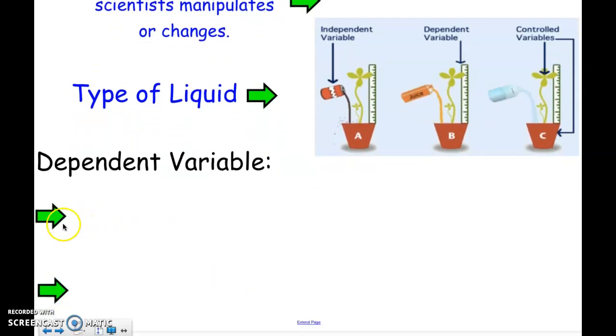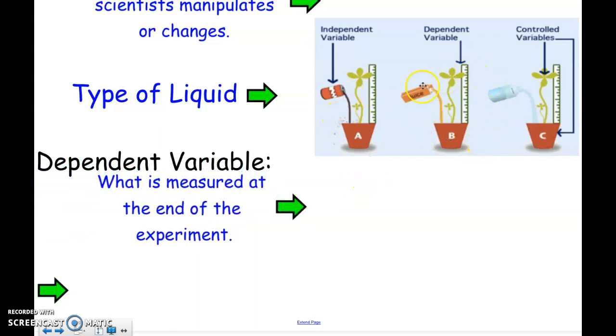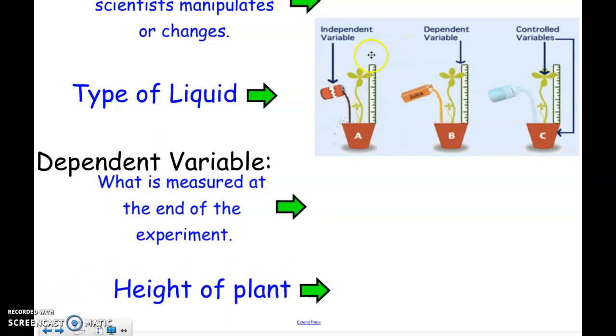The dependent variable is what you measure as a result or at the end of the experiment. So once we do this, what are we going to measure at the end of the experiment to see whether or not the pop or the juice or the water caused the most growth? Well, we're going to then obviously measure growth, the height of the plant. So hence the ruler here that you can see. So the dependent is what's measured, and in this case, it's the type of growth that's occurring.